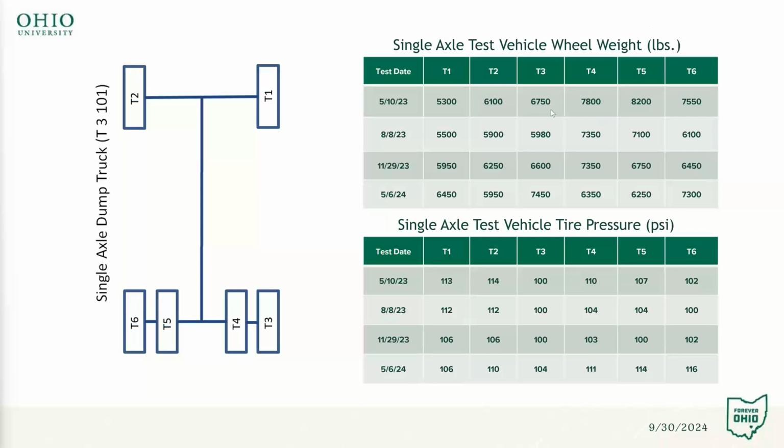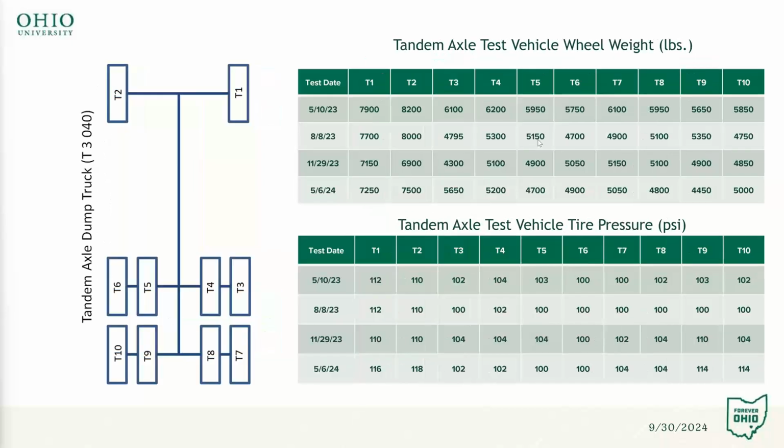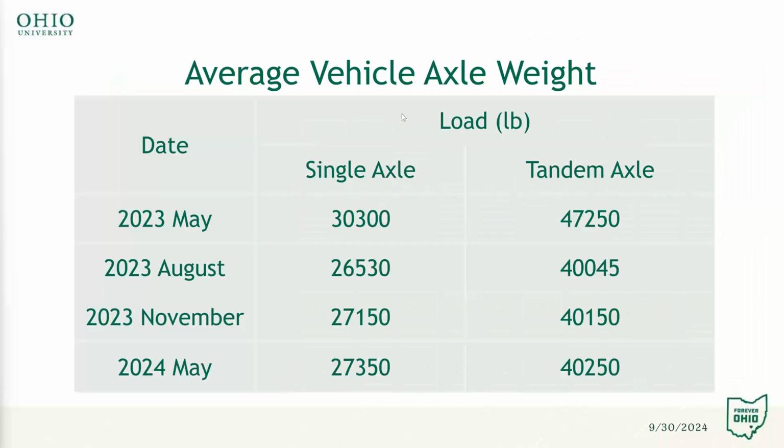table. So one of the things I'd like to point out is that in May of 2023, we went a little bit overboard in terms of the weights of the truck, and you can see that that truck was heavier than the other 3 tests that we conducted. And it's the same thing with the tandem axle truck. Checked all the tire pressures and weighed all the tires. And again, the testing in May 2023 was heavier than the rest.